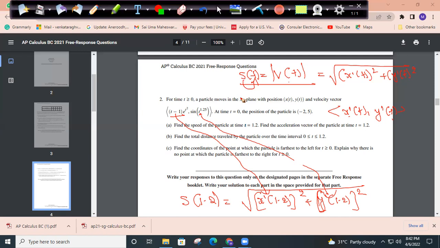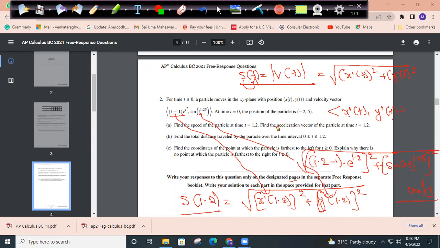Square root of (1.2 minus 1) into e power 1.2, whole square, plus sine of 1.2 to the power of 1.25, whole square. That will give you the speed at 1.2. This is your x dash of 1.2 whole square plus the y dash term squared. Whatever is the value, that will be the speed, so many units the particle has traveled.